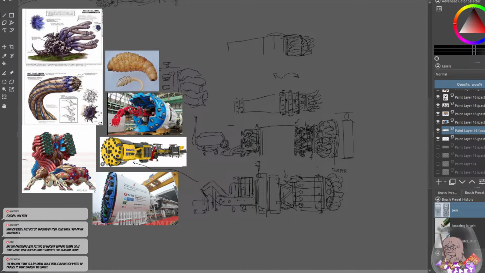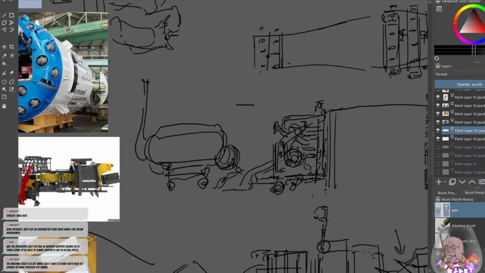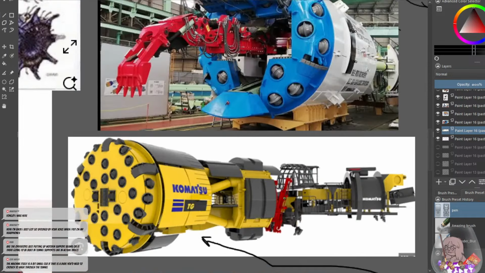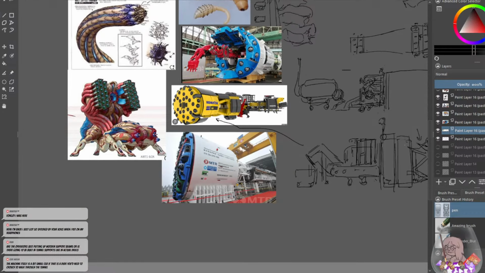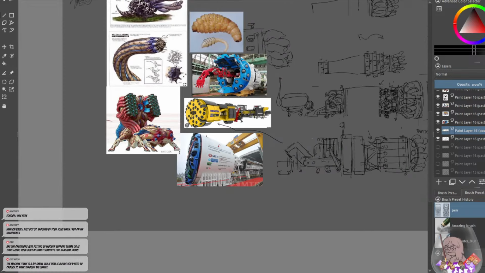Still need to do this red bit. What's this red bit? And I love the little walkways as well. Issue is we can't have walkways. This thing isn't that big.